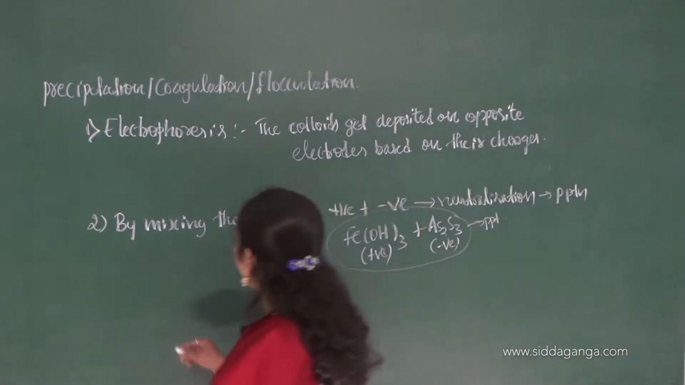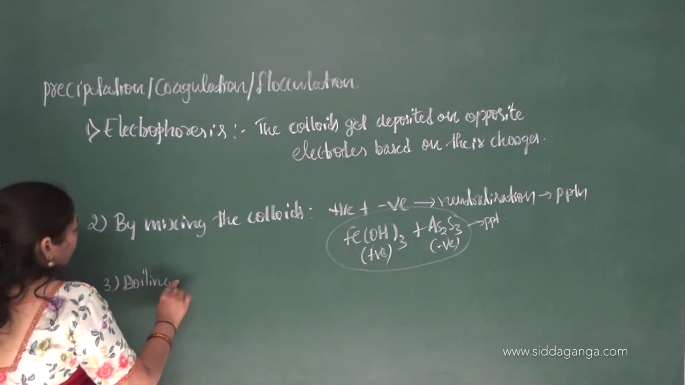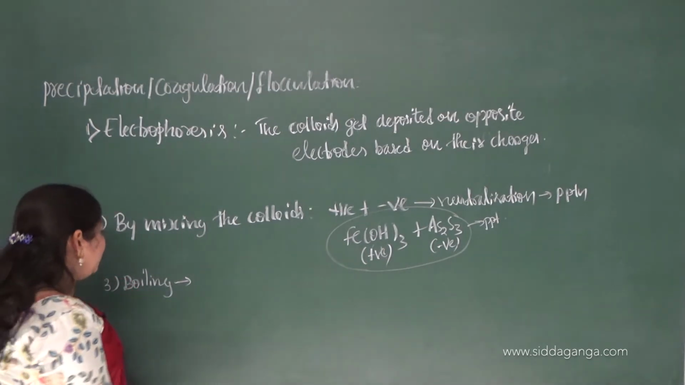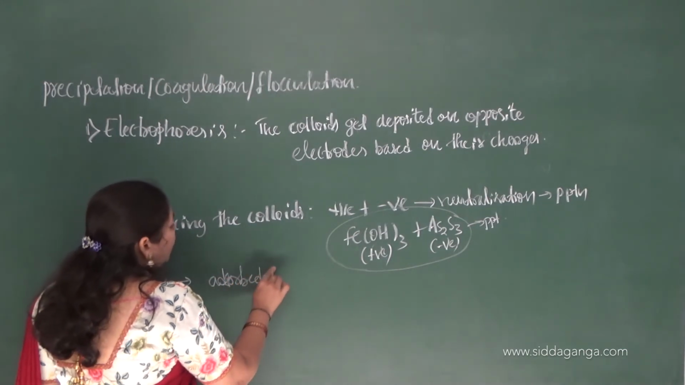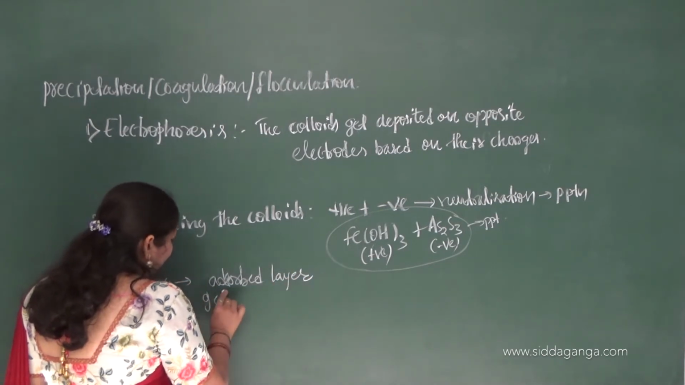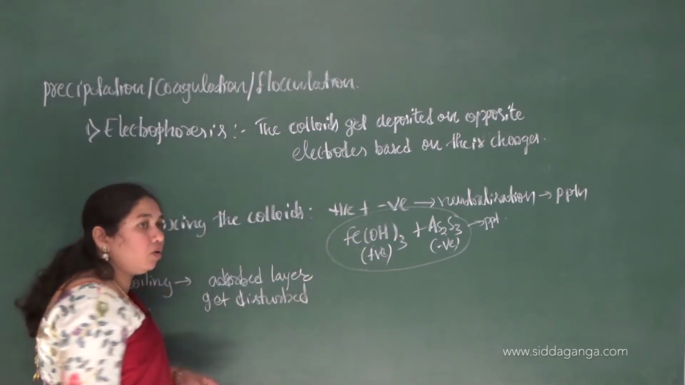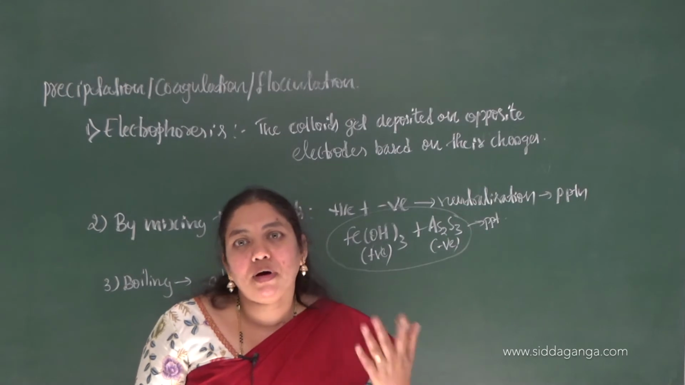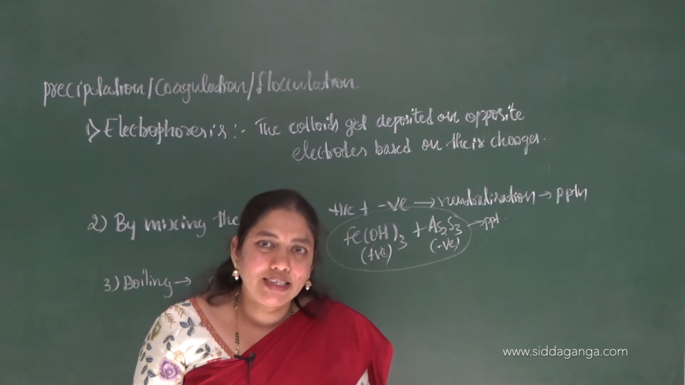Okay, so third one, if you move on, that is nothing but the boiling. Boiling is one more method, by using that we can coagulate or flocculate the colloid. Okay, so what happens actually here? When you boil a colloidal solution, the adsorbed layer gets disturbed. Right. So you know that a colloid is formed because of the combination of two layers, that is nothing but a fixed layer and the mobile layer, right? The adsorbed layer means here it is nothing but a fixed layer. If that gets disturbed, what happens?